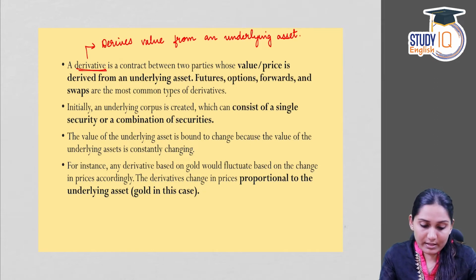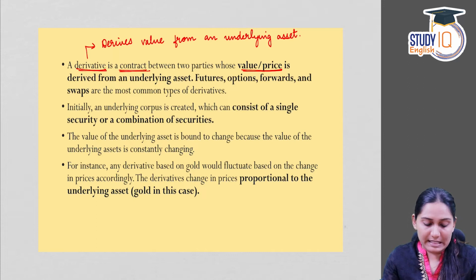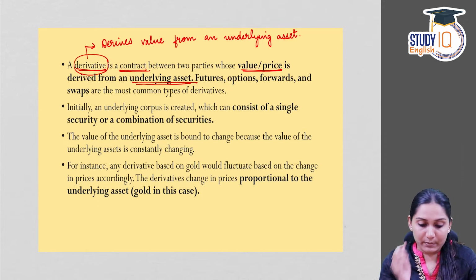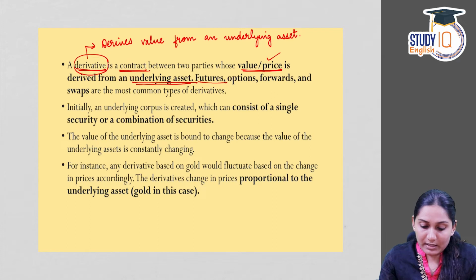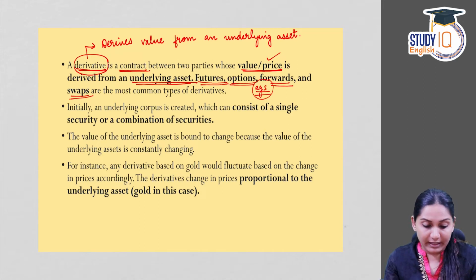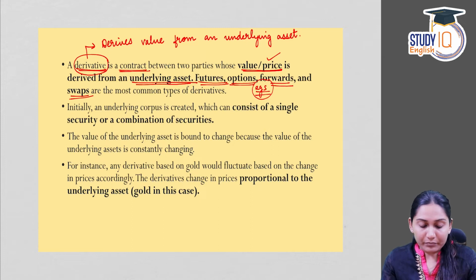A derivative is a contract between two parties whose value or price is derived from an underlying asset. So what is a derivative? It is a contract between two parties, where the value or the price is derived from an underlying asset. Now, futures, options, forwards and swaps are the most common types of derivatives, which we will be discussing.